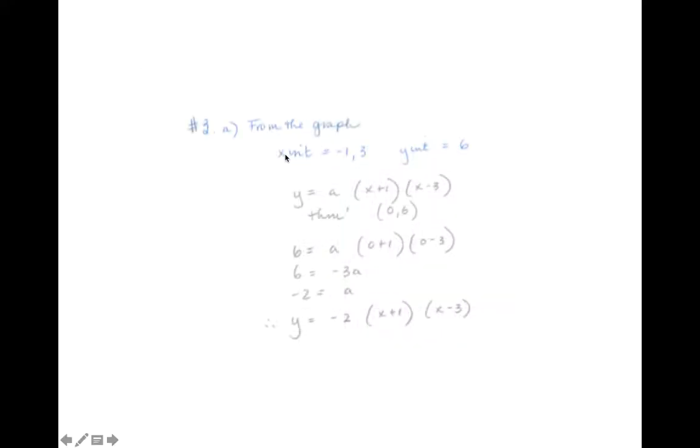So first of all, if the x-intercepts are -1 and 3, then I can turn these back into their factors. X equal to -1, x plus 1 equals 0. So here you have it. And this one would be x minus 3. Now, if I know my y-intercept is 6, I know it goes through the point 0 and 6. And I plug that in, do a little bit of math, and find that my answer is -2.